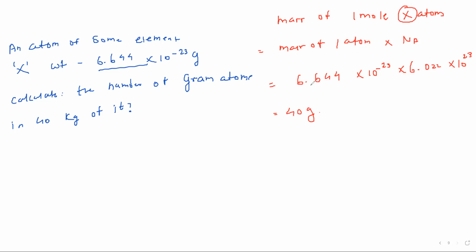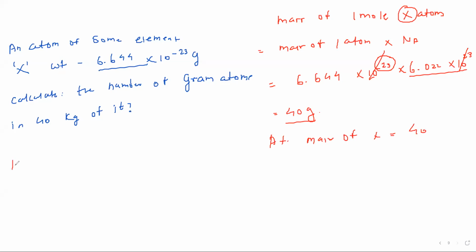So 6.644 into 10 raised to minus 23 into Avogadro's number. When you do it, you get 40 gram here. Why do you get 40 gram? Because this 23 got cancelled, right? So you get 40 gram over there. So the atomic mass of X is equal to 40.